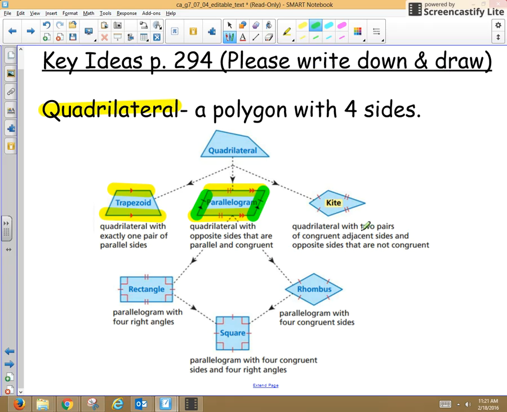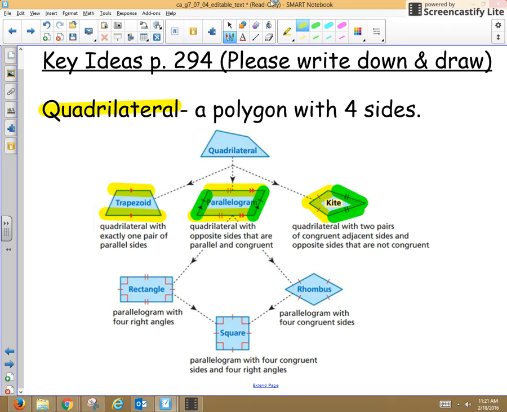Now, a kite has two pairs of congruent adjacent sides, like this one here. They're congruent and adjacent, and this one here. And the opposite sides are not congruent. So if I looked at this side here, it is not congruent or equal to the longer side here. So that's what makes it a kite.